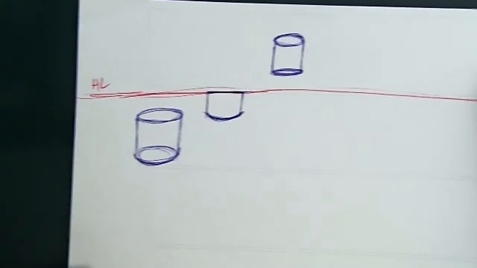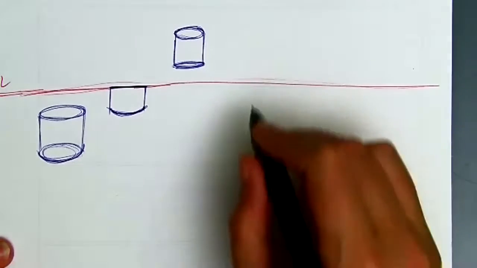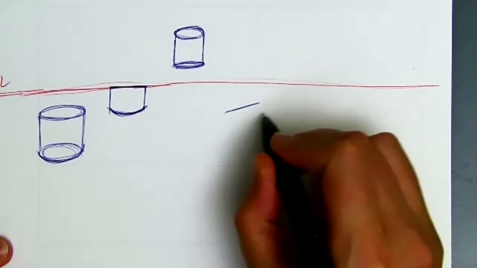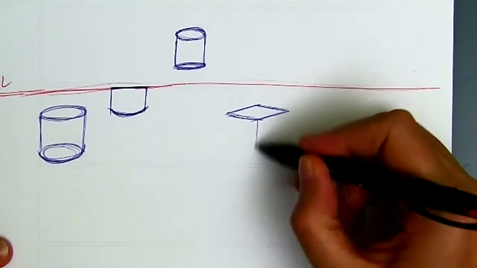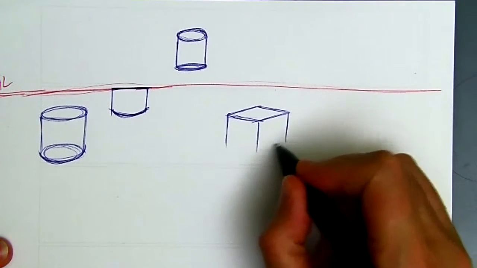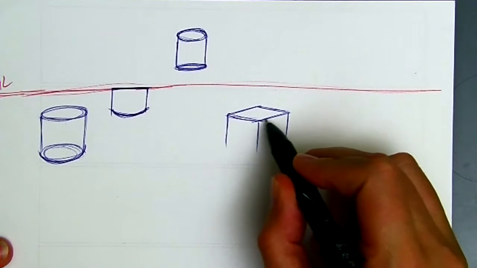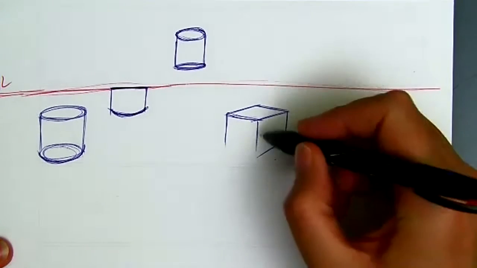And the same is true for any kind of cubes or boxes. If they are below the horizon line, we're going to see that diamond on top. And the lines on the bottom will either be the same as these or even more slanted.